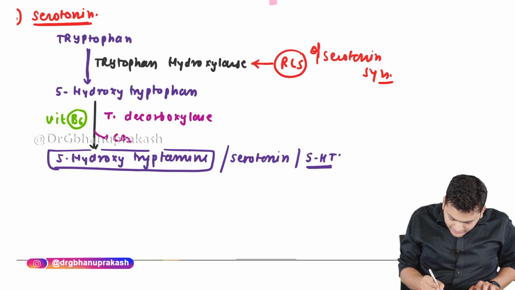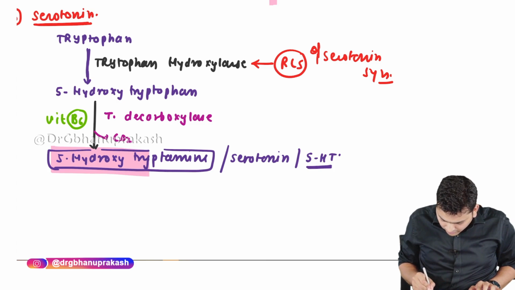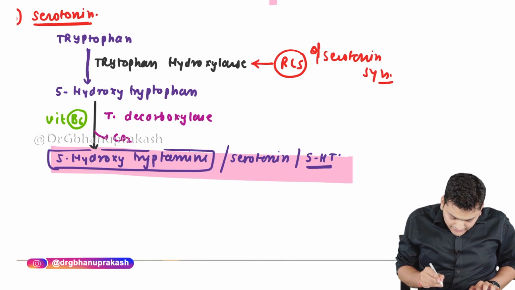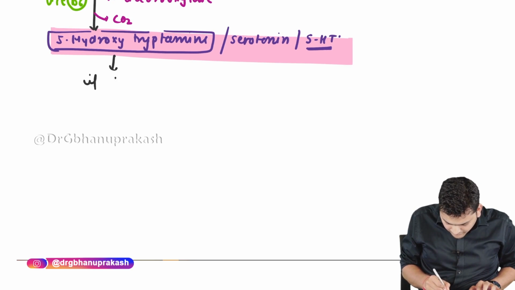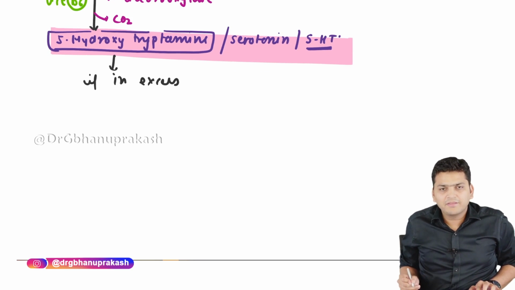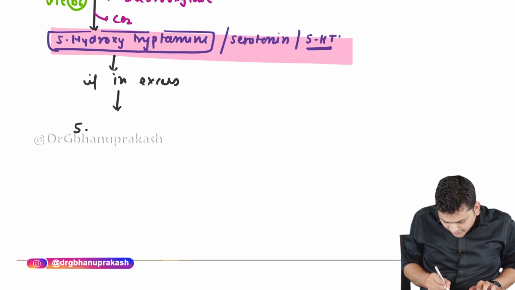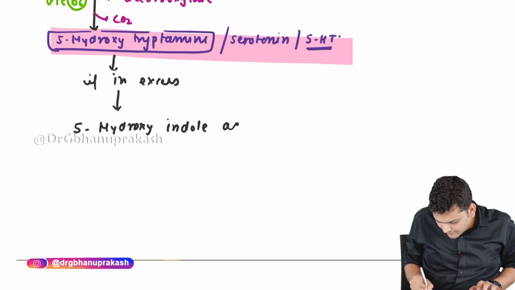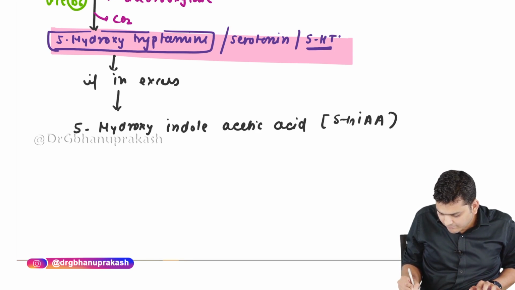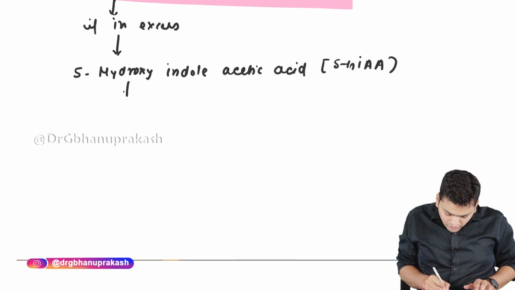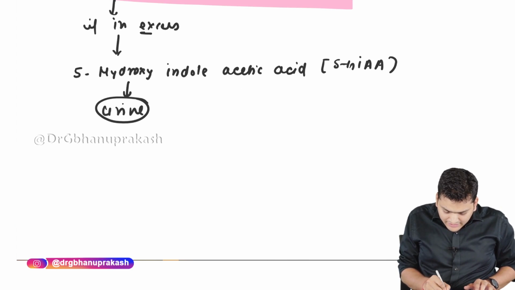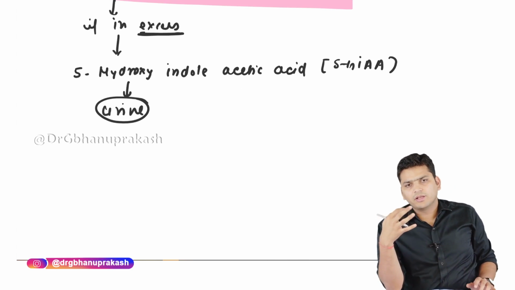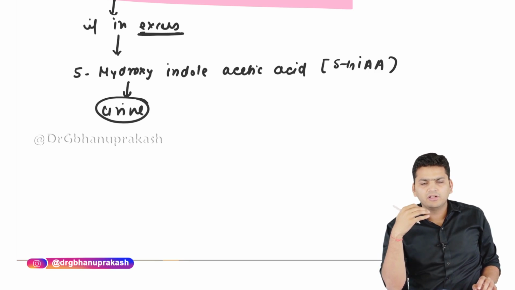Now, whenever we have an excess amount of this serotonin molecule, 5-hydroxy-tryptamine, if it is in excess, what is going to happen with that? Then it will convert into a molecule that is referred to as 5-hydroxy-indole acetic acid, in short written as 5-HIAA. And this 5-HIAA is a water soluble molecule, so it will come in the urine. So whenever there is an excess amount of serotonin, what we are going to see in the urine is 5-HIAA. And that has a very important clinical correlation.